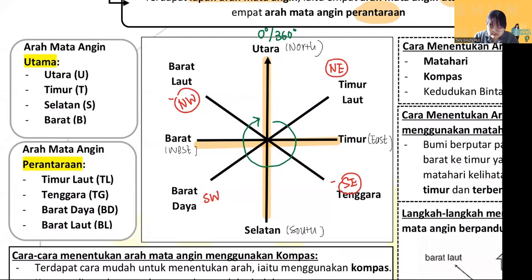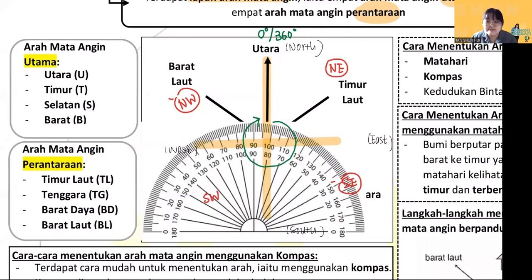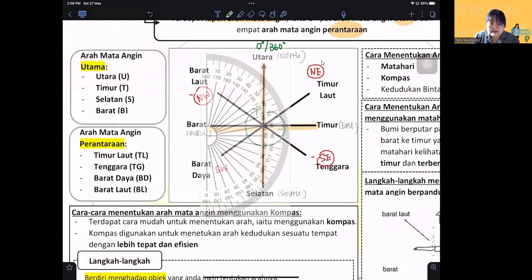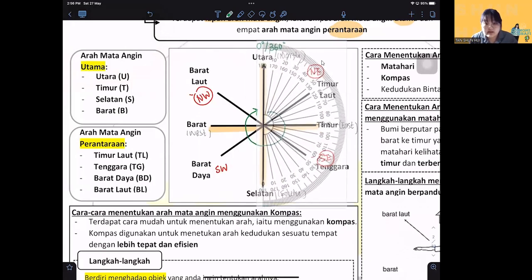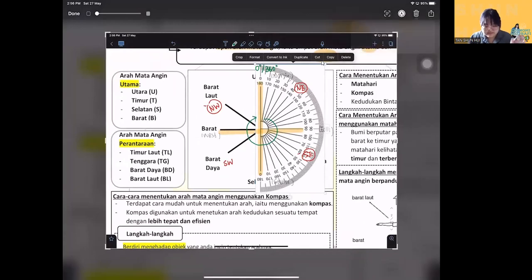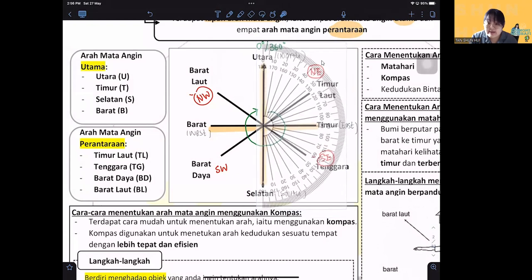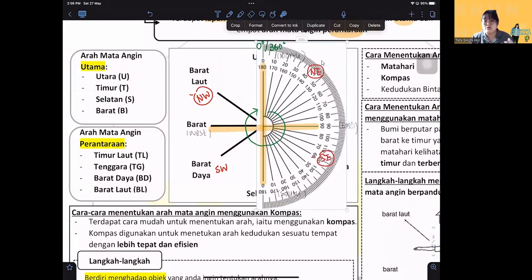Now, let me get a virtual protractor for you to see. So this is my protractor, can you see it? So how are we going to use this protractor? You put your protractor on top of the line, perfectly matched with whatever line that you're drawing. Put it exactly on top of the cross there. Understand? And then you will start to measure.